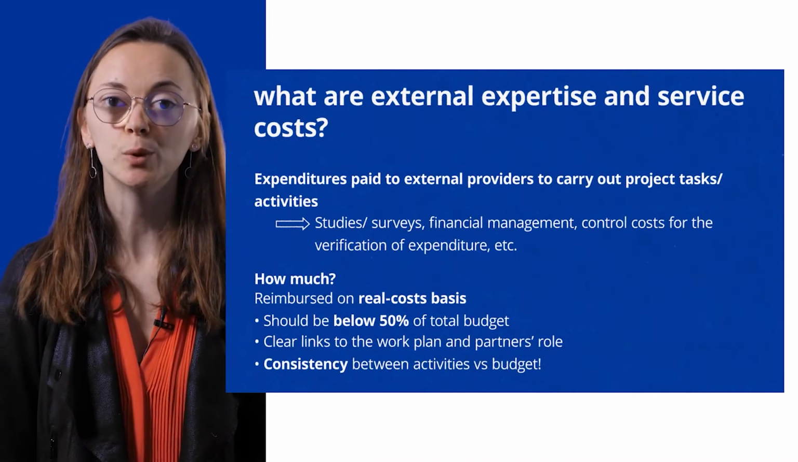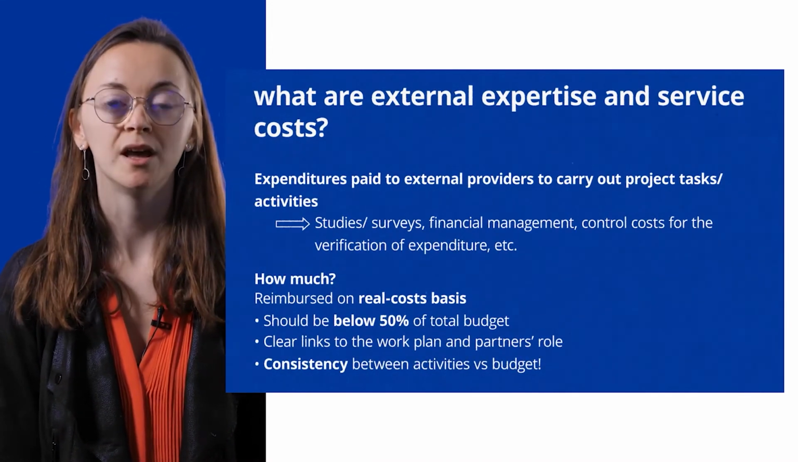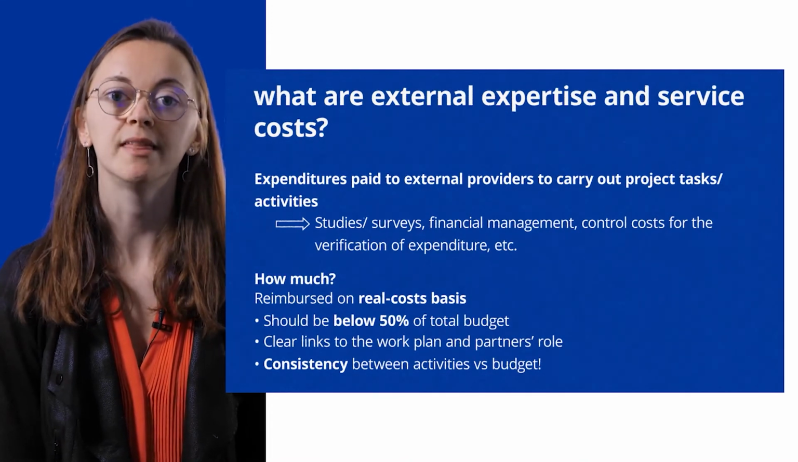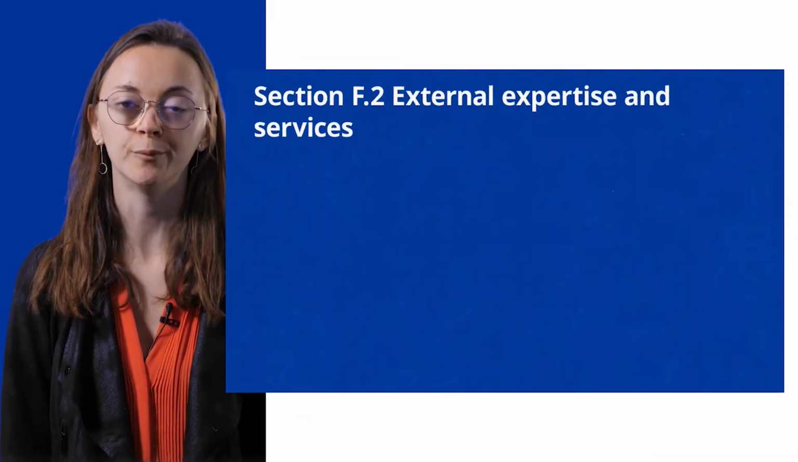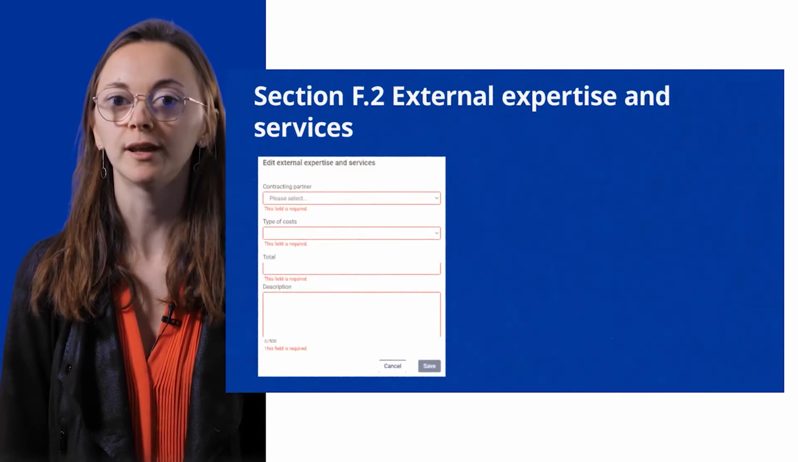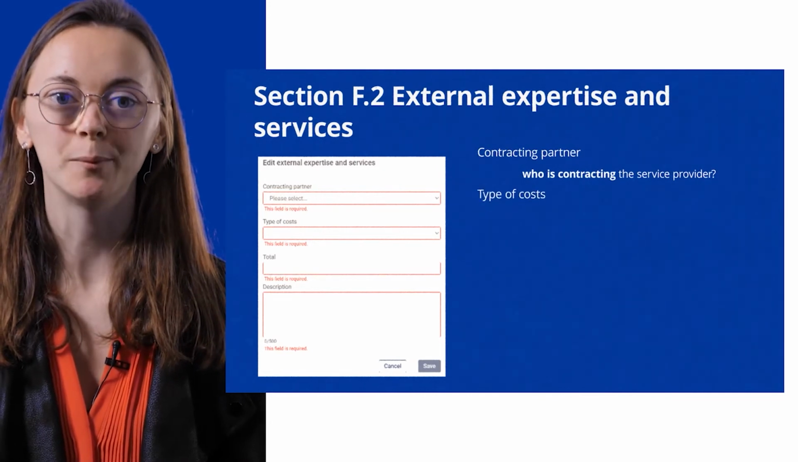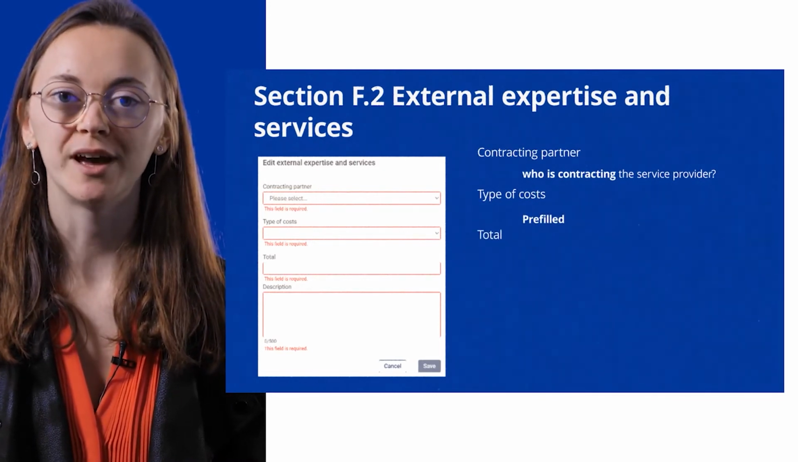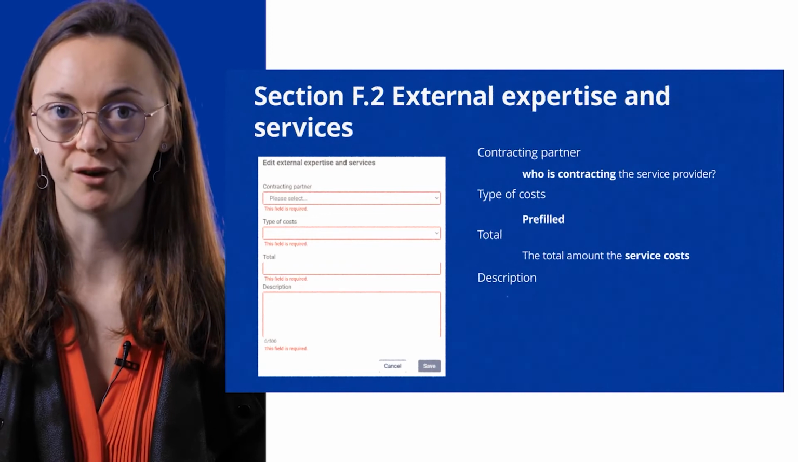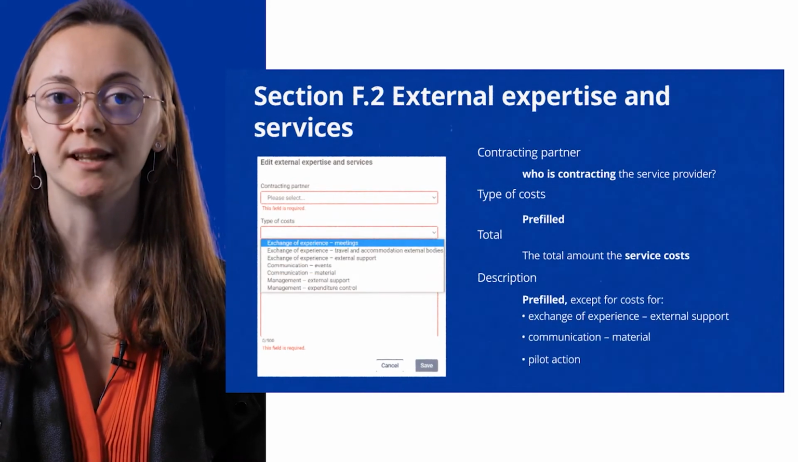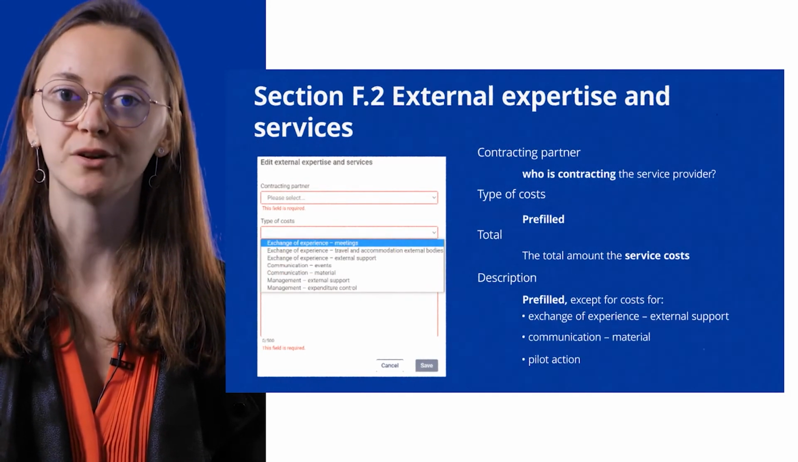Then it is also important that all the costs that you plan are linked to activities planned in the work plan. So in practice, to plan your external expertise and services cost, you will have to go in section F.2 of the application form, and you will have to provide more information. First of all, you will have to indicate who is the contracting partner. Then you will also have to indicate the total amount of the service, and you will have to select among a list of predefined types of costs.